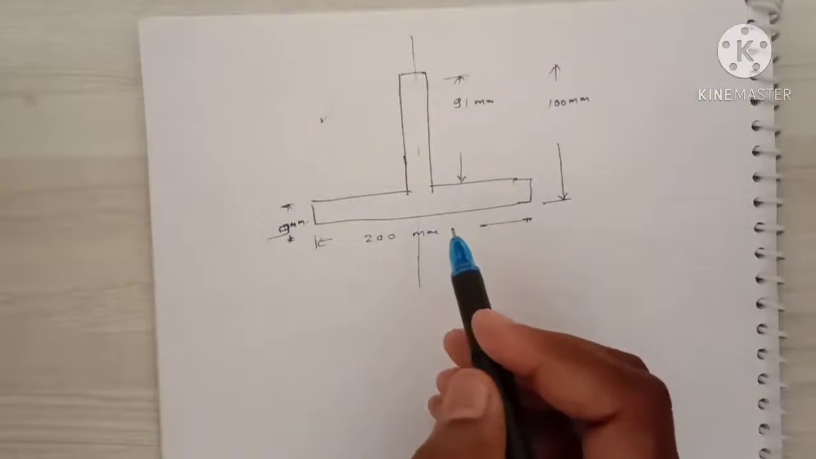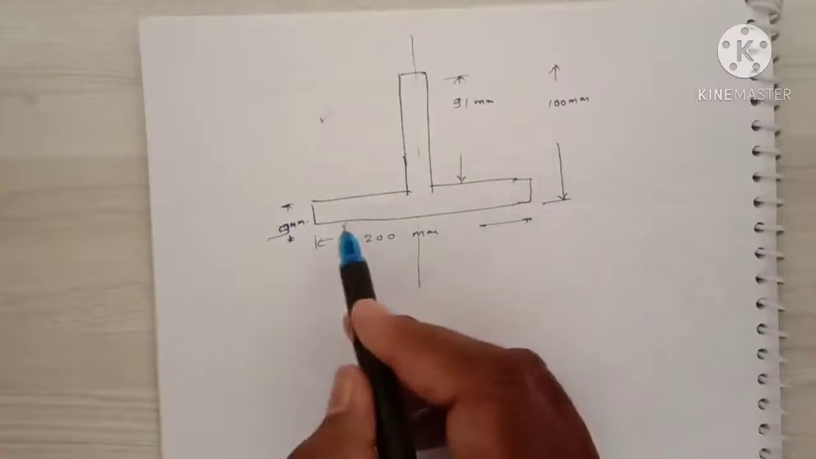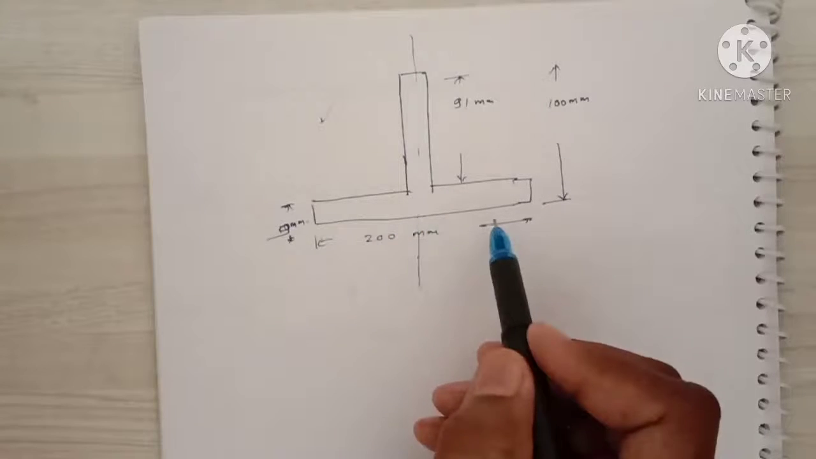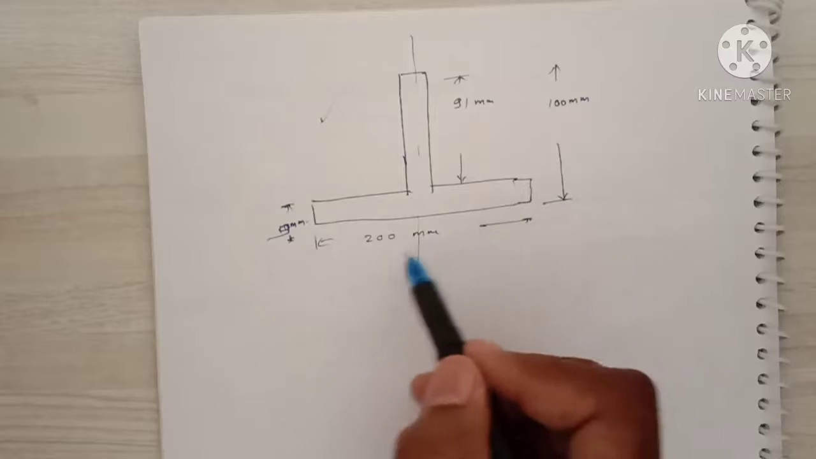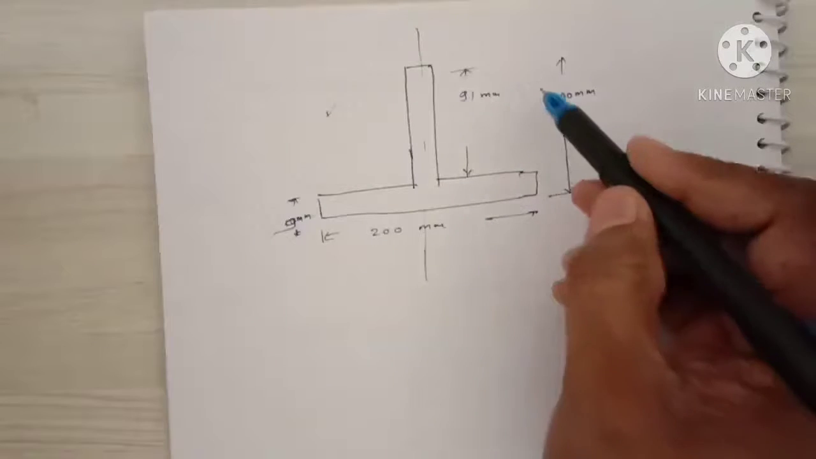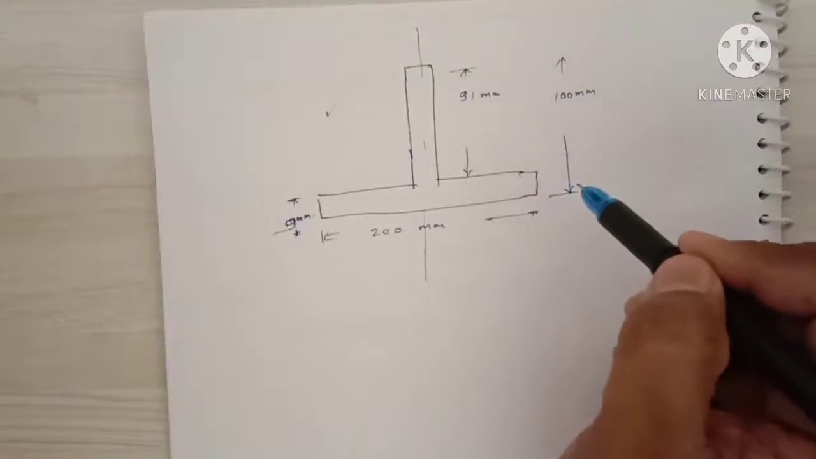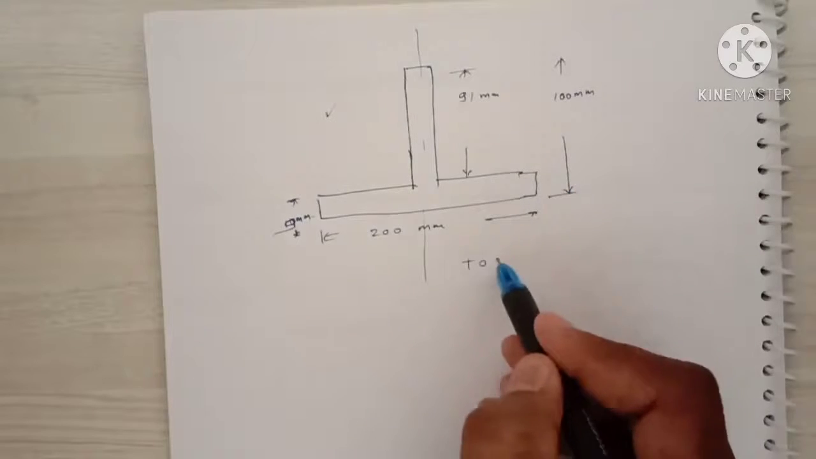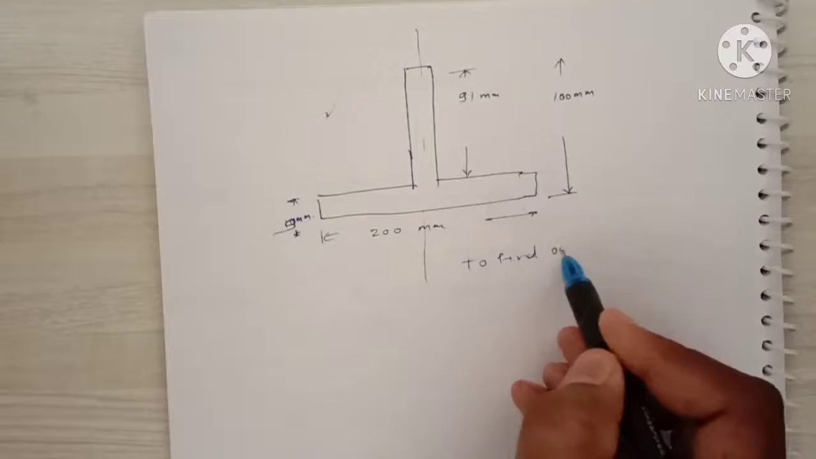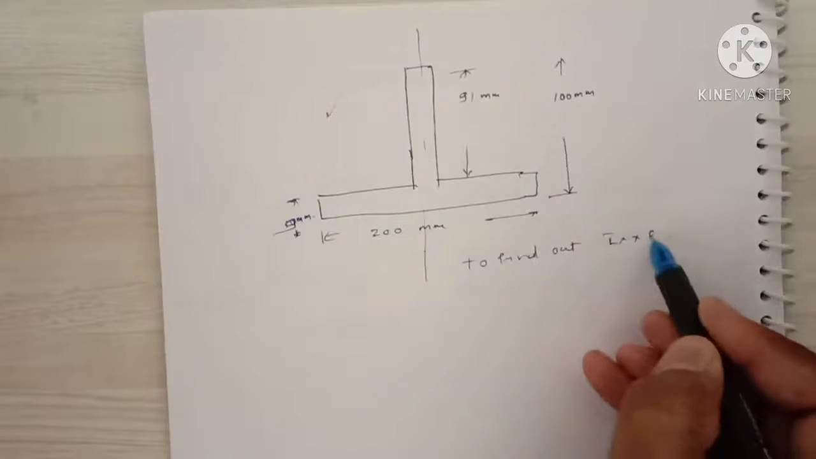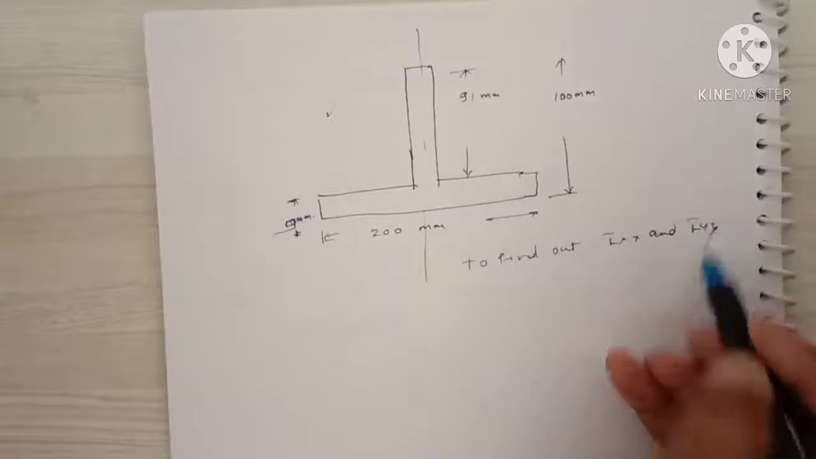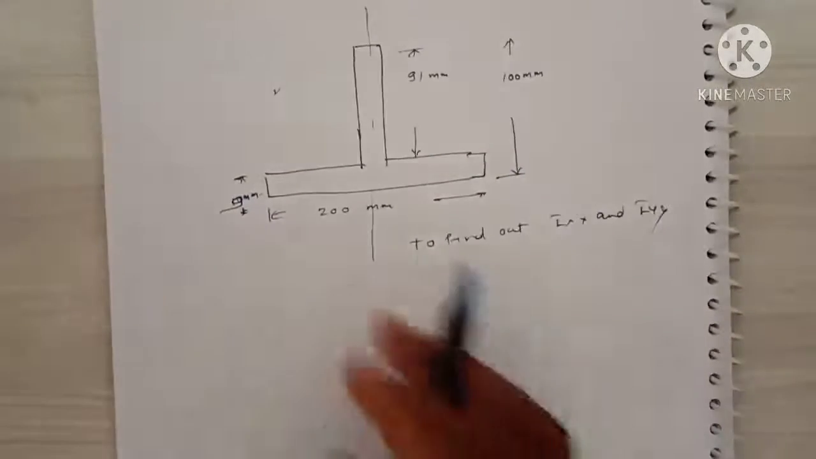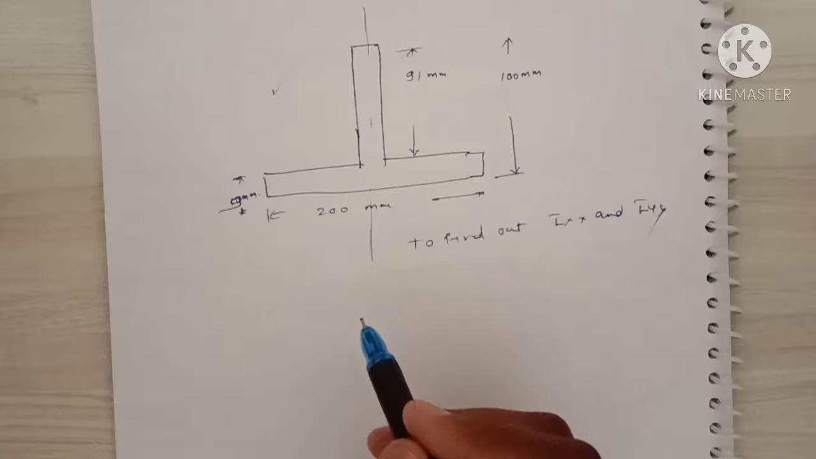This is the problem of T section. Here the inverted T section is given. The width of the top flange is 200 mm, and the web section is 91 mm. Then the overall depth is 100 mm. Here we have to find out Ixx and Iyy. Here the basic problem is related to moment of inertia.